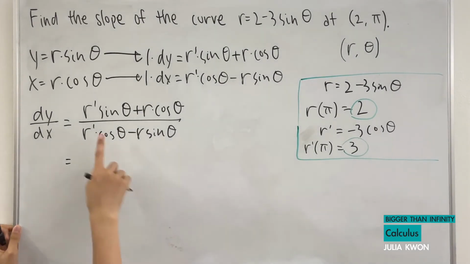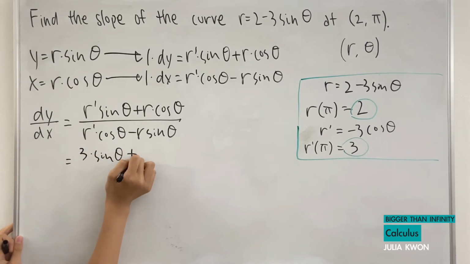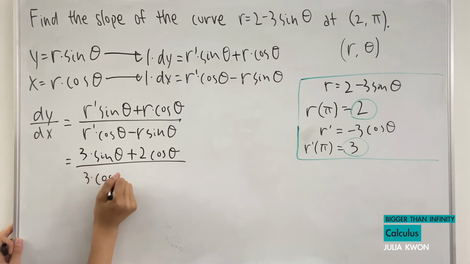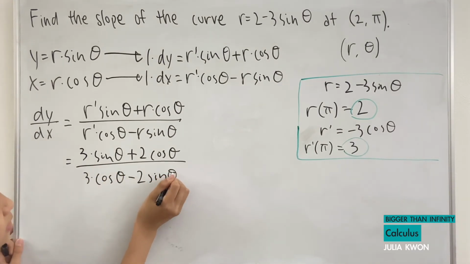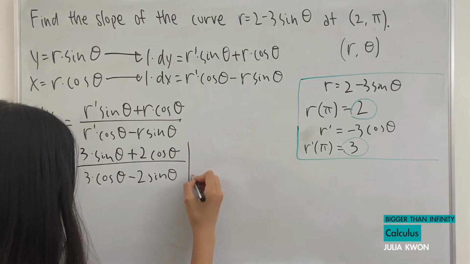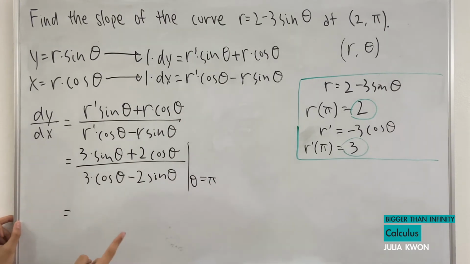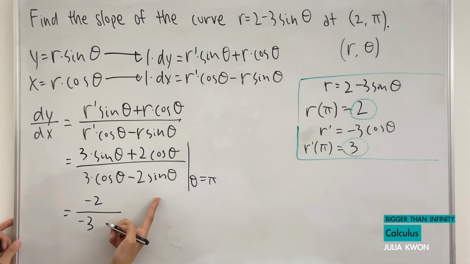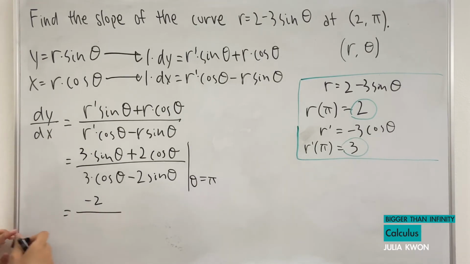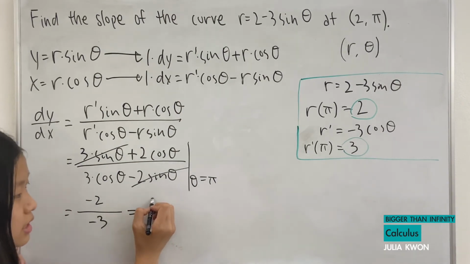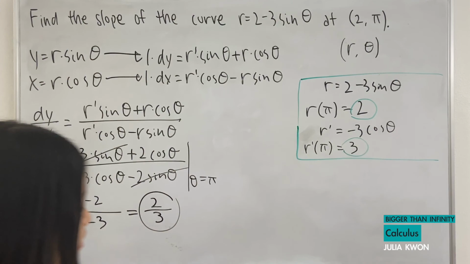So let's just put that in. r prime, which is 3, times sine theta plus r, which is 2, multiplied by cosine theta, divided by r prime, which is 3, times cosine theta subtracted by r, which is 2, times sine theta. And then we can put in theta is equal to pi into this whole entire thing. Sine pi is 0, and 2 times cosine pi is negative 2, divided by 3 times cosine pi, which is negative 1, so negative 3, minus 2 times sine pi, which is 0. These two are just 0, so we don't have to worry about that. And the negative cancels out and makes just 2 over 3. That's our slope.